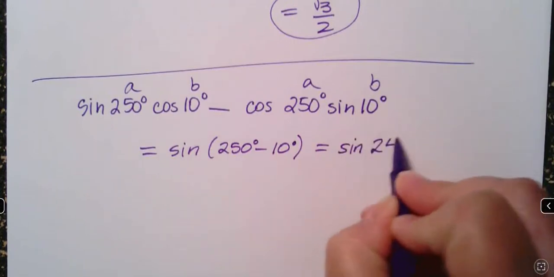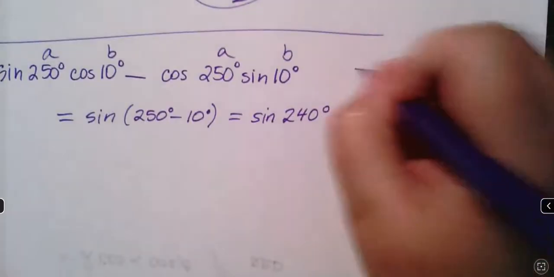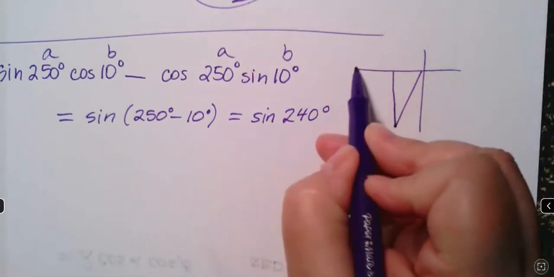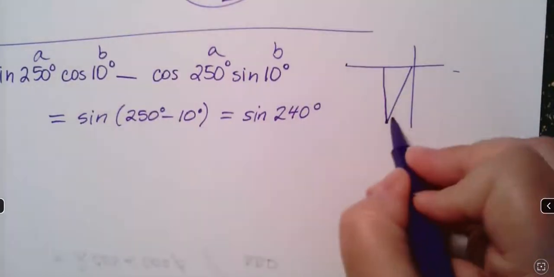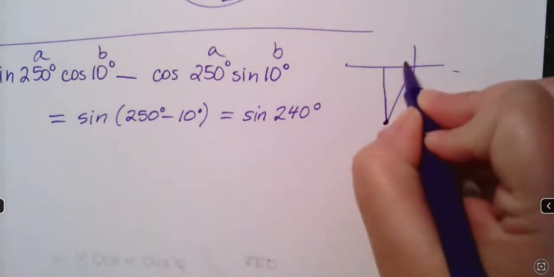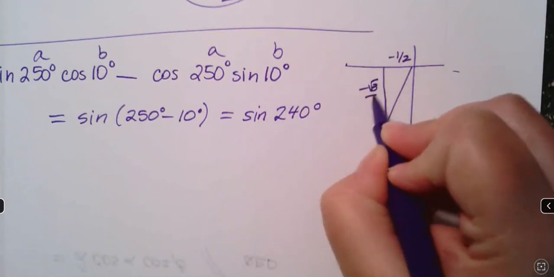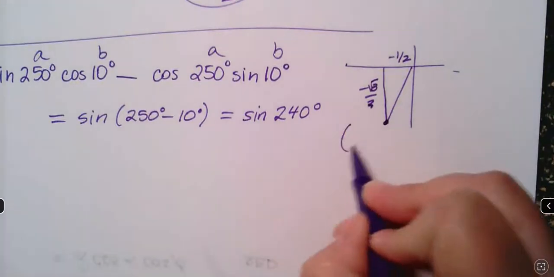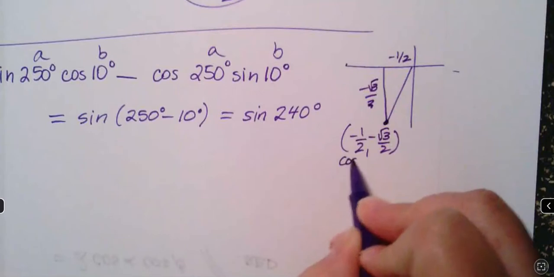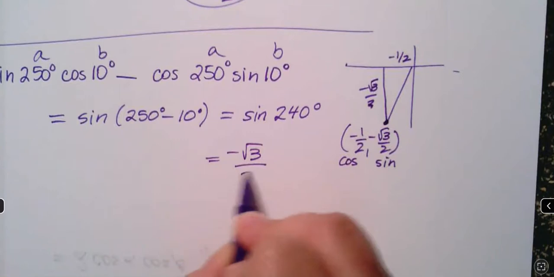250 minus 10 is 240. 240 is a unit circle value. It's down here, 60 degrees below the x-axis, below 180. It's also 4 pi over 3. And that's going to be left 1/2. It's a 30, 60, 90 triangle. Down square root of 3 over 2. So there's my point. This is the cosine. This is the sine. They asked me for the sine, so my answer is negative root 3 over 2.